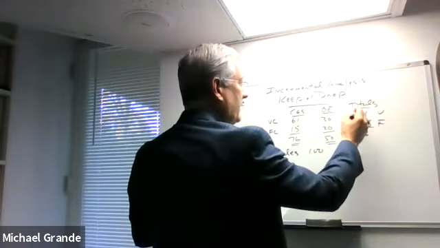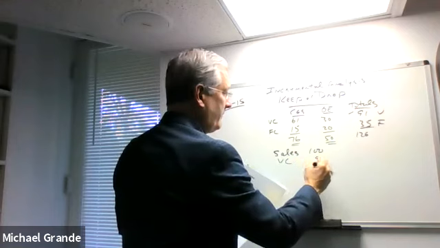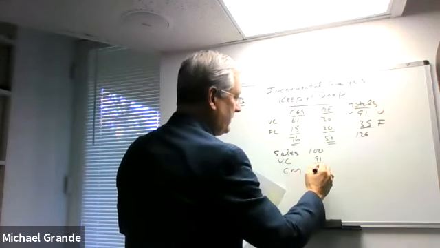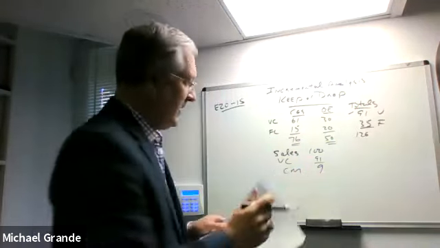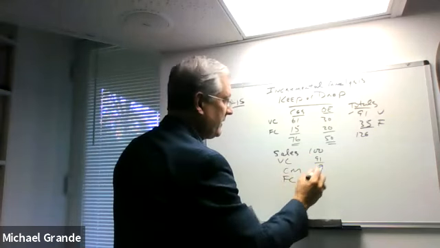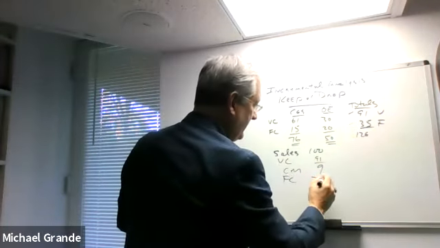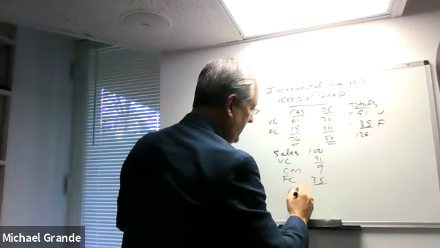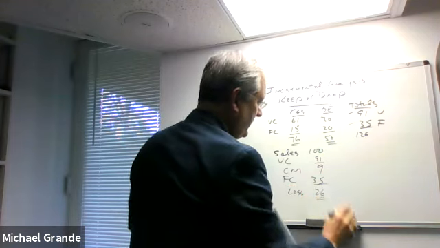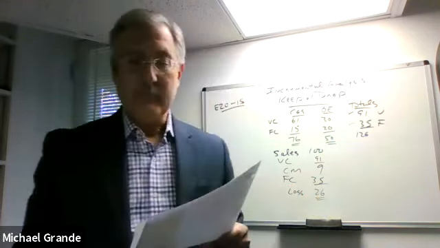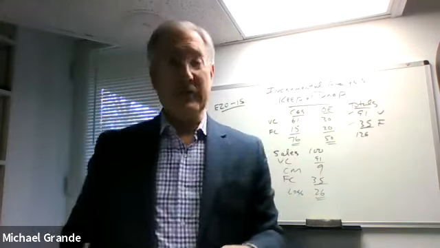Variable cost, right? 91. Contribution margin, 9. Fixed costs, 35. There's my loss of 26. So none of the fixed costs go away.